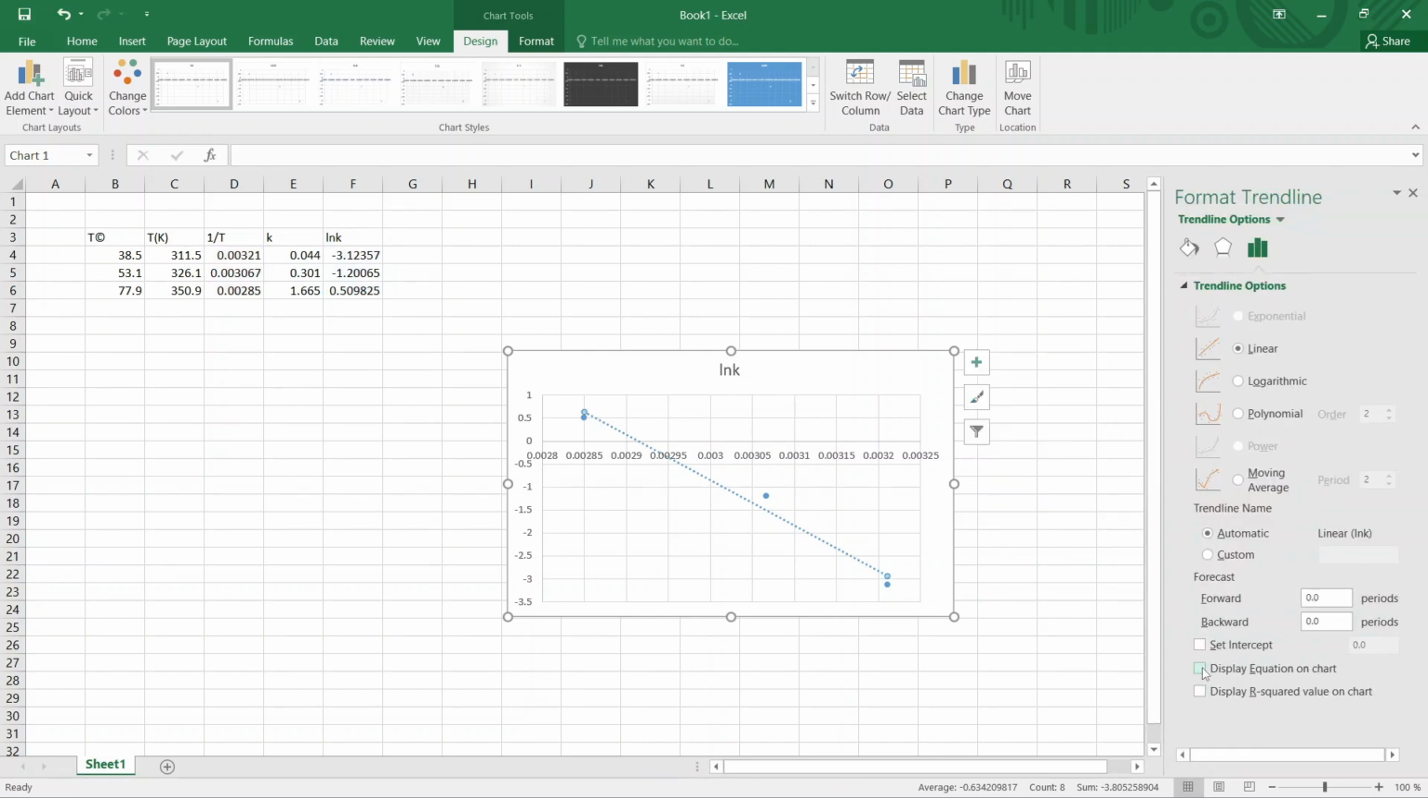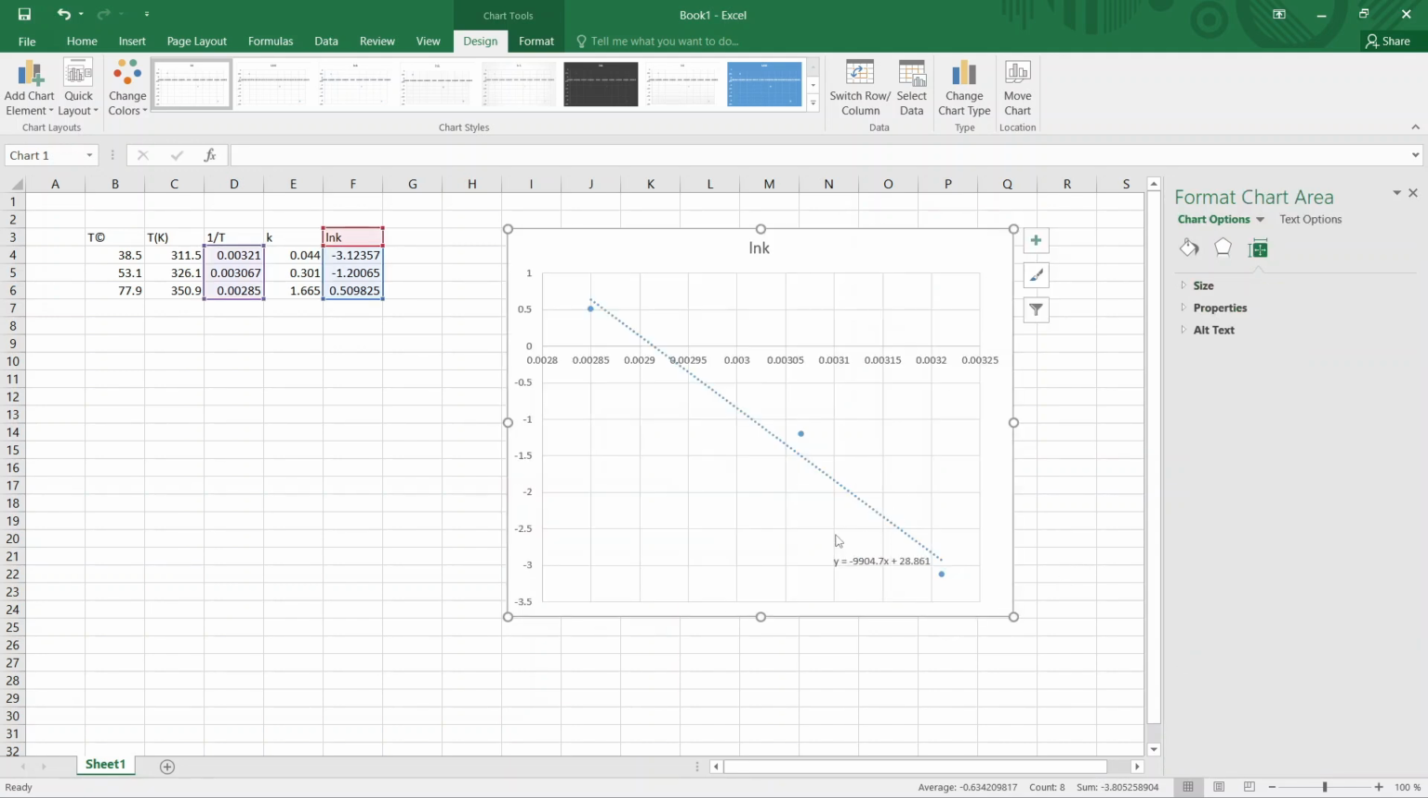So we go to display equation on chart, and then you can see the equation. Okay, so this is the equation: y equals negative 9904.7x plus 28.861. So this is our intercept and this is our slope.